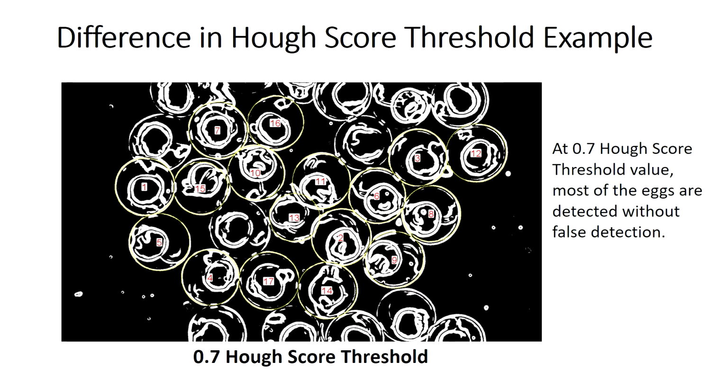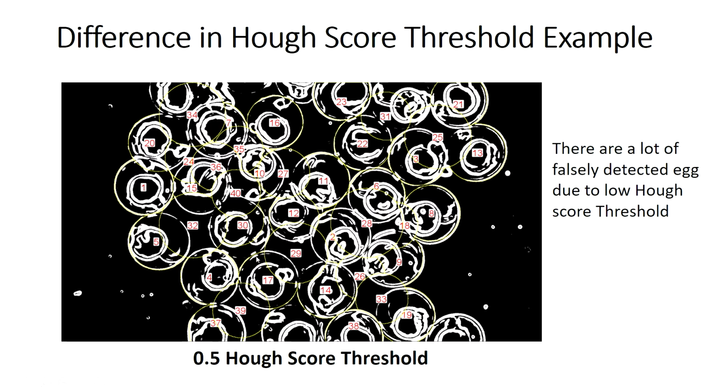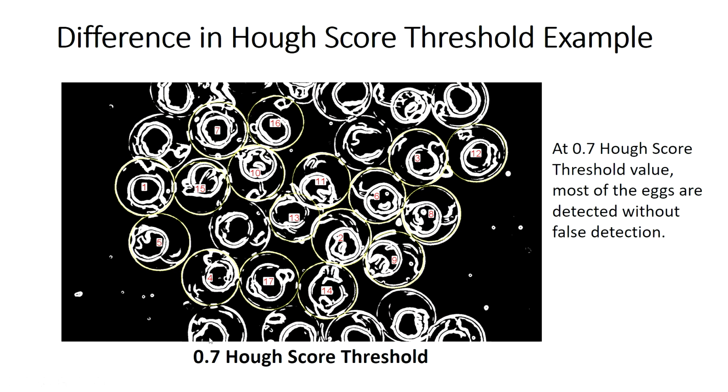Next, we increase the whole score threshold value to 0.7. At 0.7, most of the eggs are detected without false detection. However, because several eggs don't have a full zebrafish egg like area here, the edges didn't get selected because the whole score threshold value is 0.7. But in several cases like this one, number 37, it's selected here, but here it's not selected. So each whole score threshold has its positive and negative benefits.